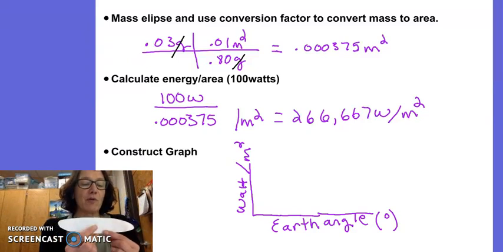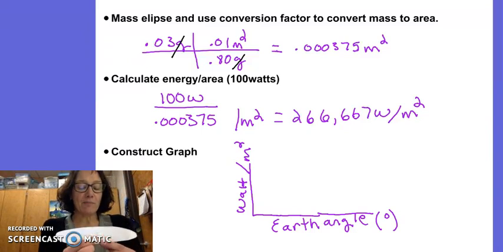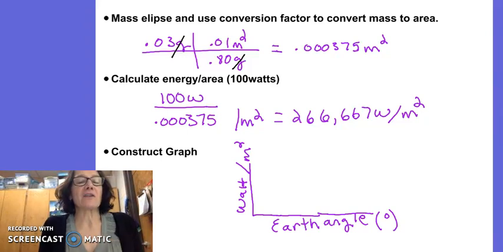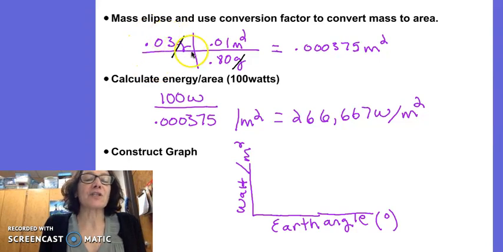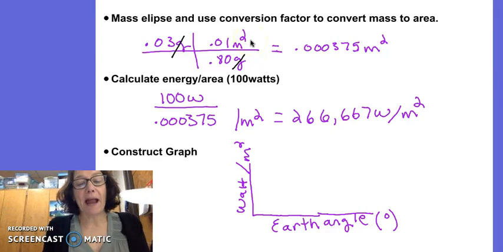Make sure that you label them with your earth angles. I don't really care about that flashlight angle after I've done my measurements. Label it so you can keep track of them. Mass it. And let's say, for example, I determine the mass of this ellipse to be 0.03 grams. I have to use the conversion factor where grams is on the bottom and area is on the top. So I'm going to convert the mass of this ellipse to an area.